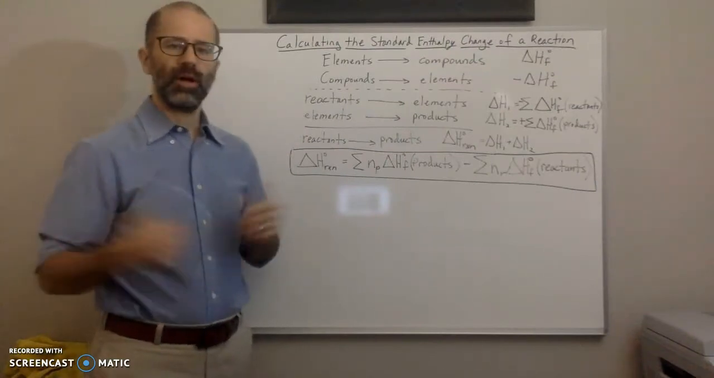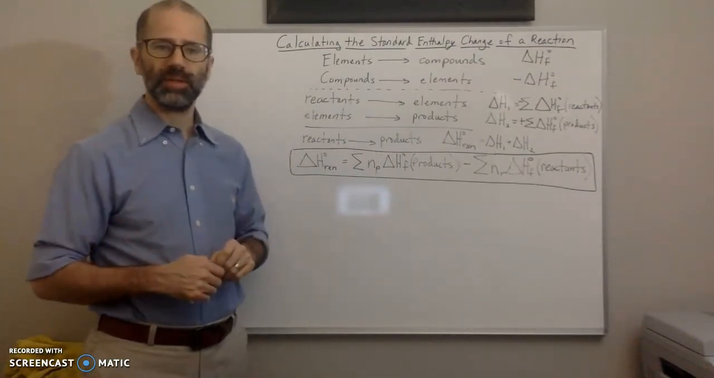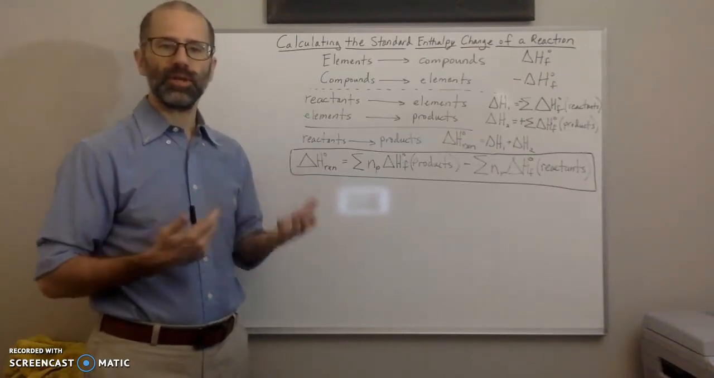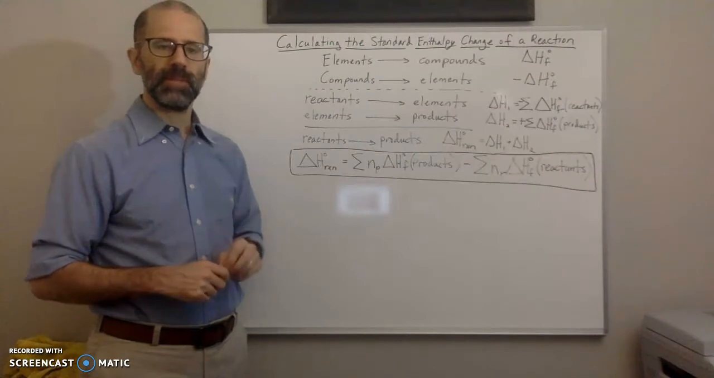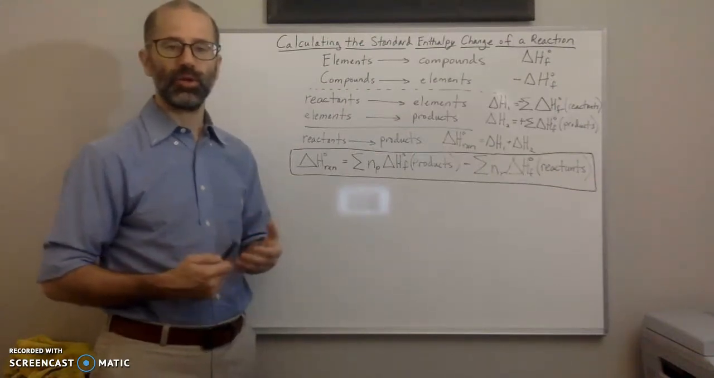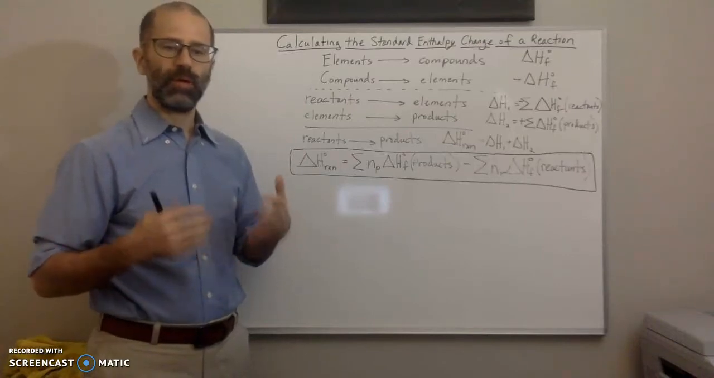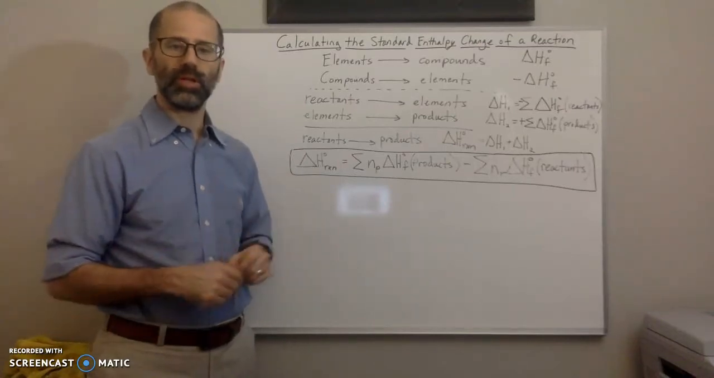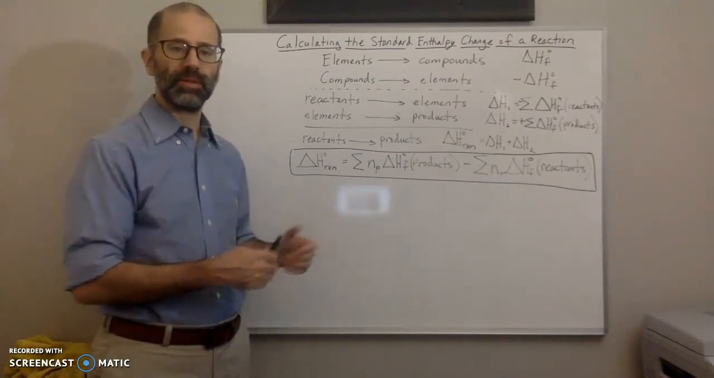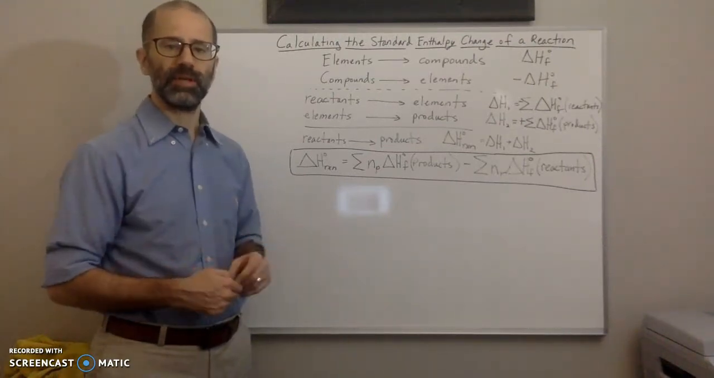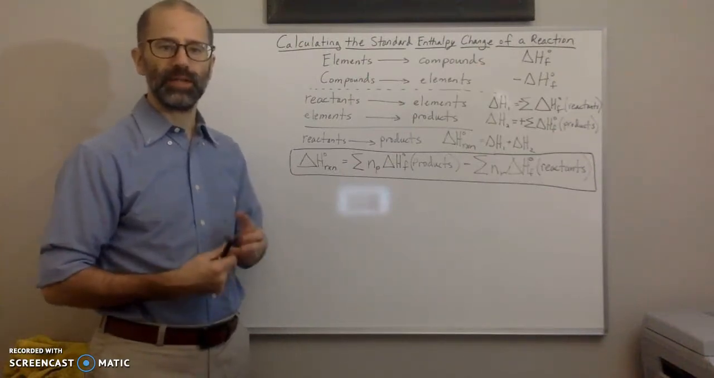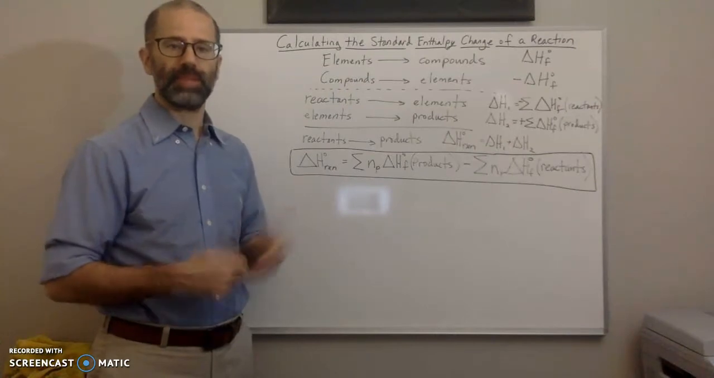In a previous video we talked about the standard enthalpy of formation of certain compounds or elements. And the standard enthalpy of formation of a compound, as we learned, was that you are forming 1 mole of a particular compound from the respective elements in their standard state. And that would give you the delta H of formation for that particular compound.